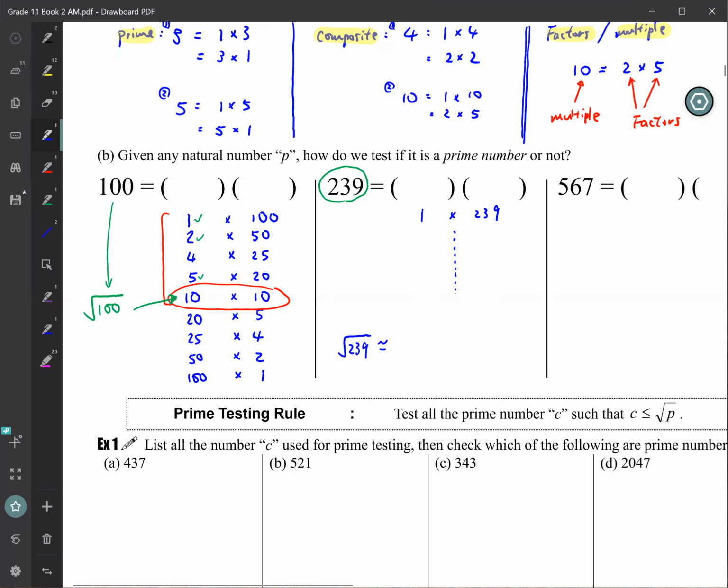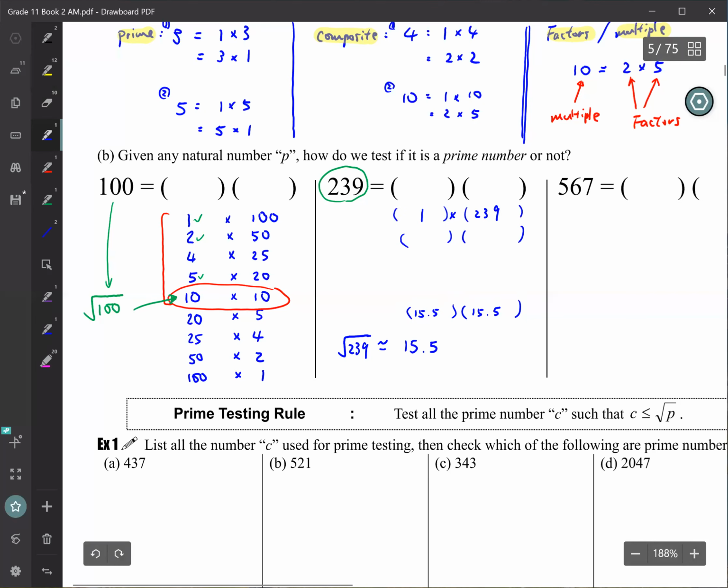All right, Yosher, what's your answer? 15.5. Yeah, 15.5, okay? So we know if we square root the 239, it will be about 15.5 times 15.5. And everything after 15.5, the factors will all be reversed, right? So all I need to do is to see if I can find any factors before 15.5, right? So we just need to check all the primes before 15.